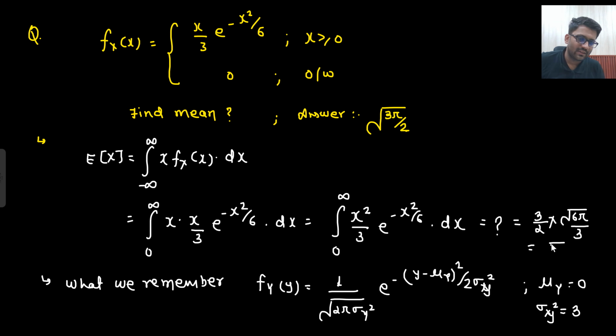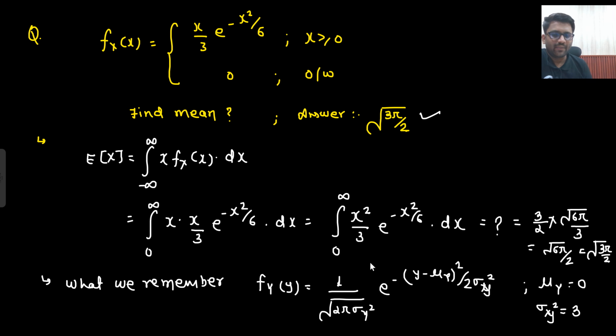3 and 3 get cancelled. Under root 6 divided by 2. So the answer would be under root 3 pi by 2. Basically this 2 goes inside. So what you get? Under root 3 pi by 2. So this is the answer you are getting. Very simple, very straightforward. Just the calculation is there.